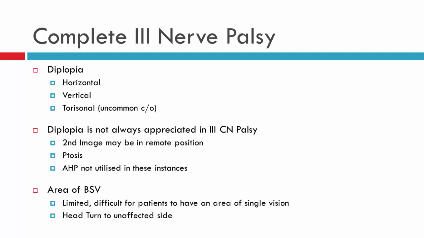Where a patient doesn't have a ptosis and they are bothered by the diplopia, they can sometimes find an area of BSV, and this will usually be to the unaffected side. So if we have a right third nerve palsy, we will move our head to the left to get that eye, the right eye, into abduction, where the lateral rectus is functioning and the medial rectus of the other eye, of the left eye in this instance, is functioning. There may be some BSV in that position.